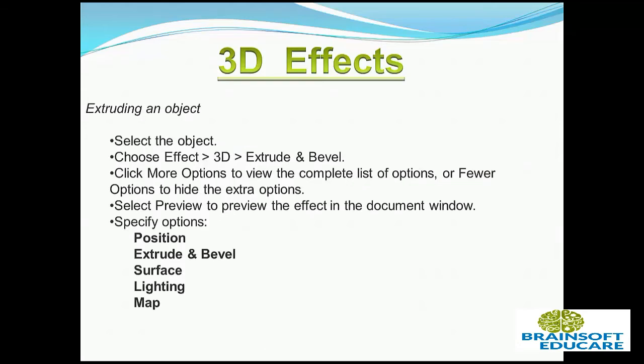Extruding an object. First, select the object, choose Effect, 3D and Extrude. Click More Options to view the complete list of options or Fewer Options to hide the extra options. Select Preview to preview the effect in the document window. Specify options: Position, Extrude, Surface, Lighting, Map.